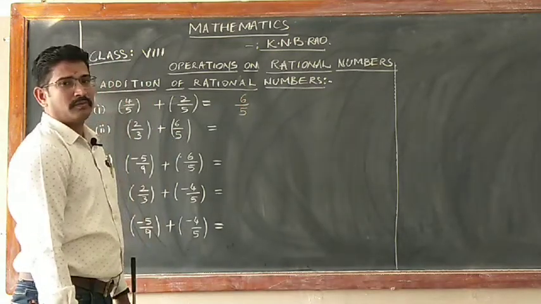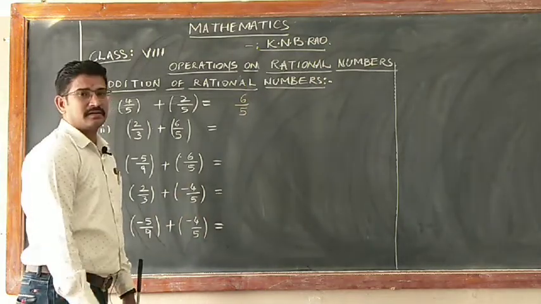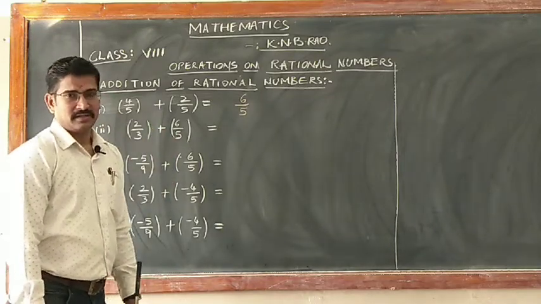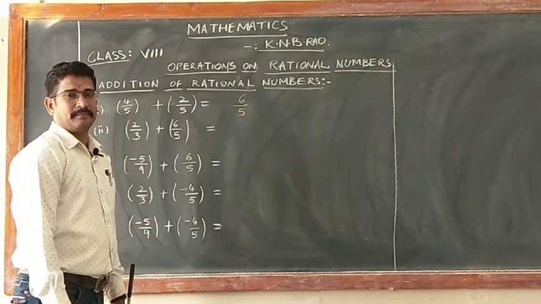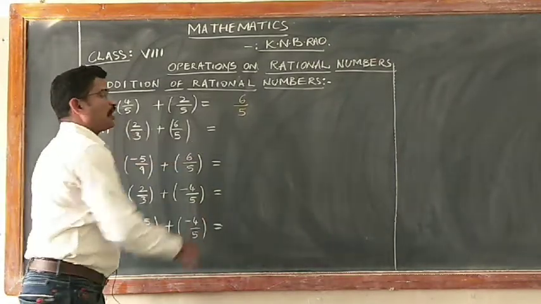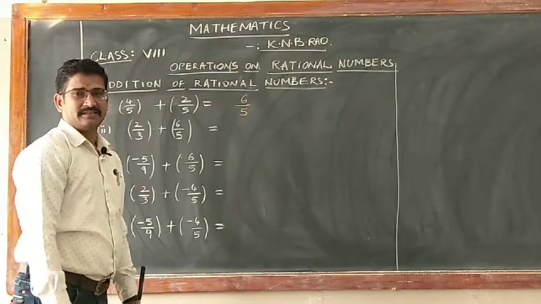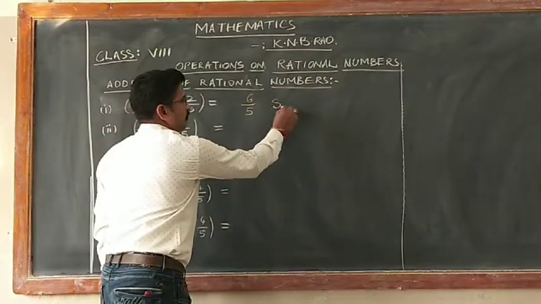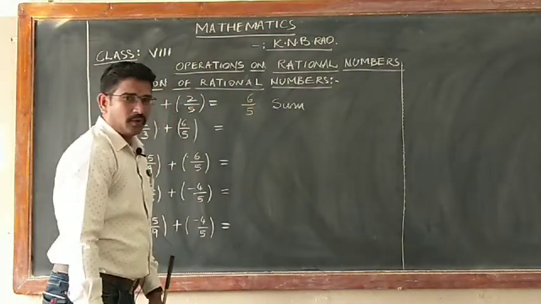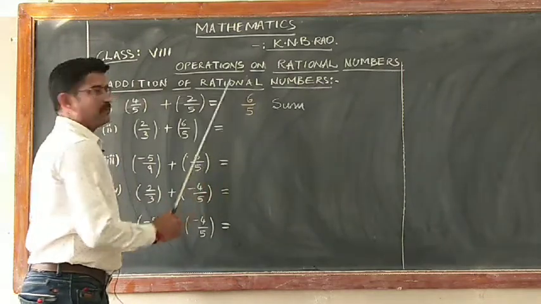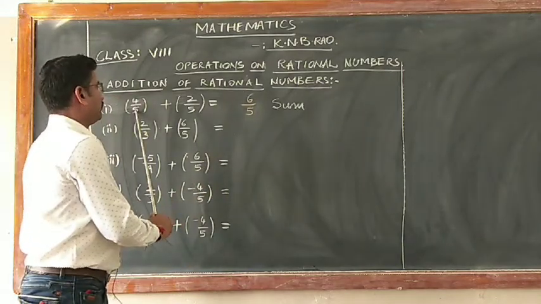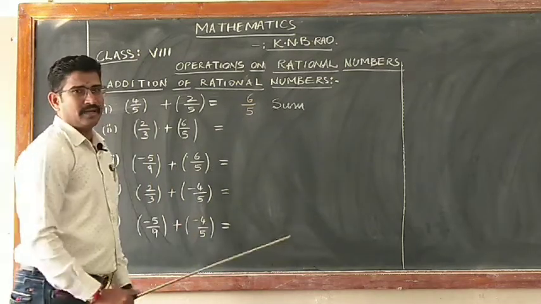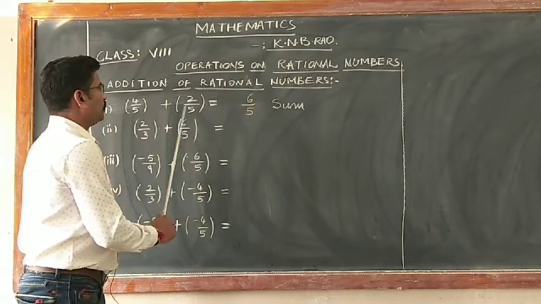Try to know the terminologies involved in addition of any two rational numbers. In the addition, the result we get after adding numbers is called the sum. So, here the rational number 6/5, which is the result of adding 4/5 and 2/5, is called the sum of the two rational numbers.